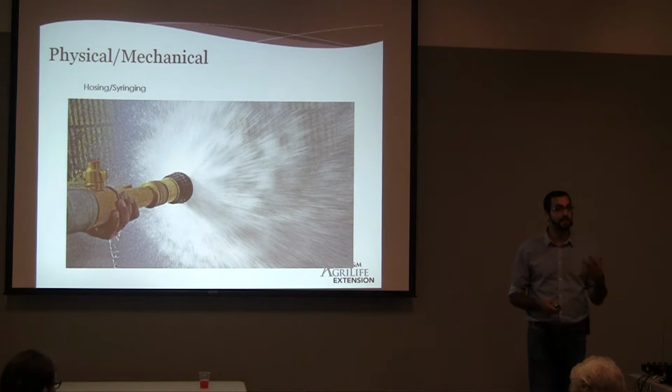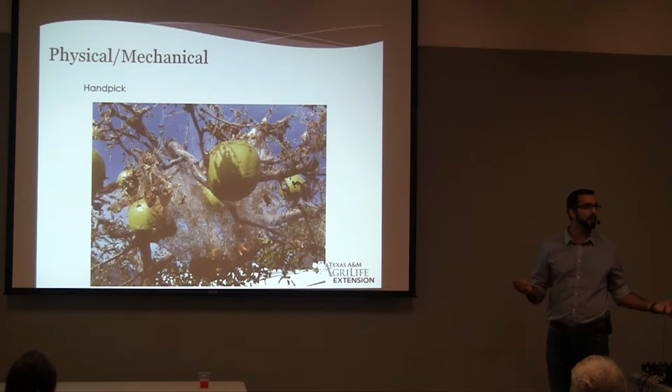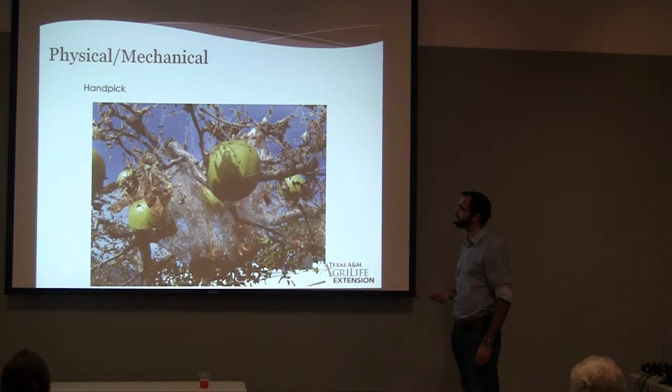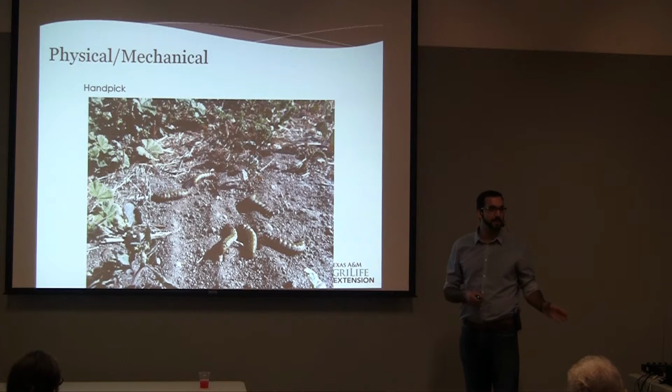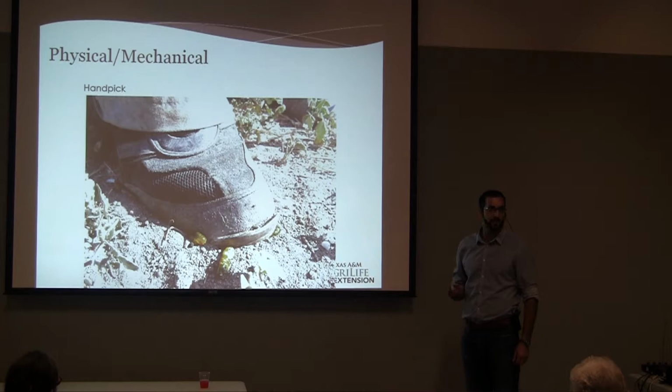We have mechanical removal as well. If you have some larger insects, you can easily just hand pick them off. You can use a glove if you have to. And you can freeze them. So this is an example here. We had some webworms on some apples. Here they are. We collected them. We used this very basic tool. We put them on the ground, used a shoe, and stomped on them. Relatively straightforward.